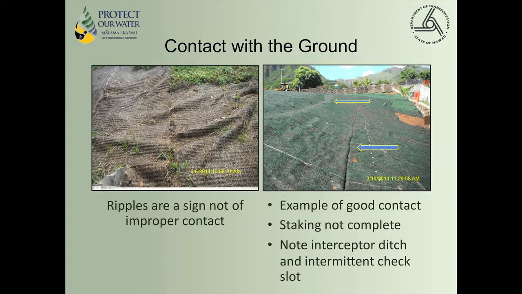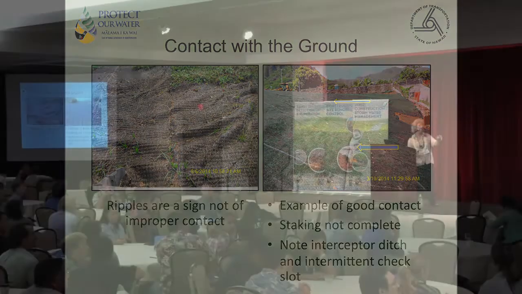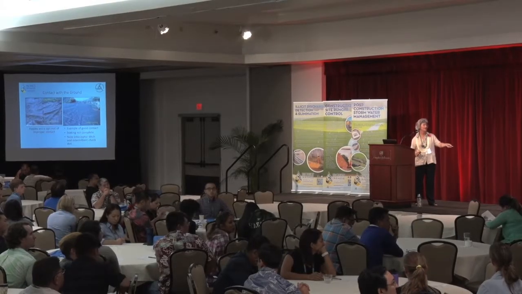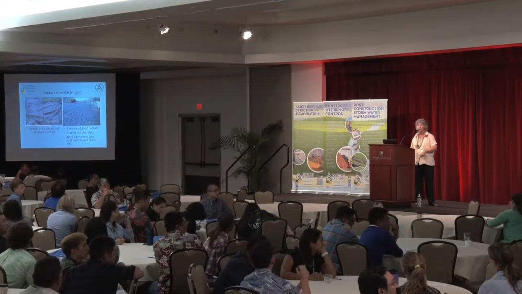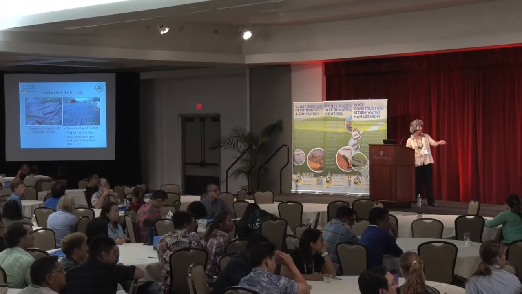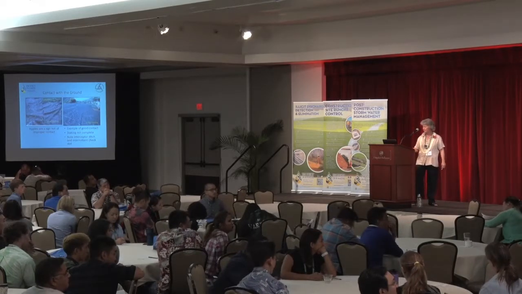This is what happens when you don't have good contact with the ground. It's very obvious. It's rippled. You're supposed to lay out the fabric. You're not supposed to stretch it, but you're supposed to lay it out, and it's to have full contact with the ground. And then it's staked in place. On the right, the staking is not complete, but you can see how they're forming it to the ground on the right side of the intermittent check slot. Over here, and up here, they have an interceptor ditch to channel water.